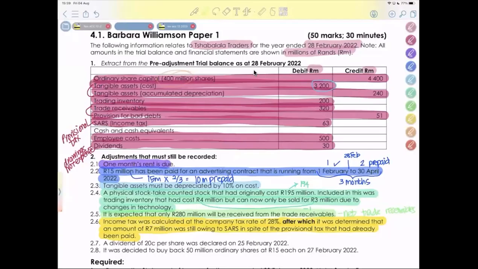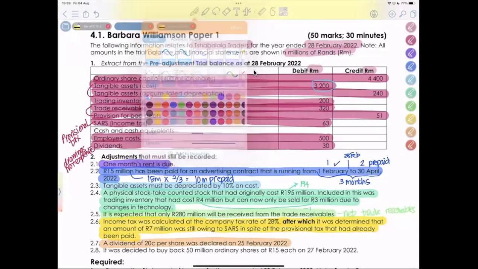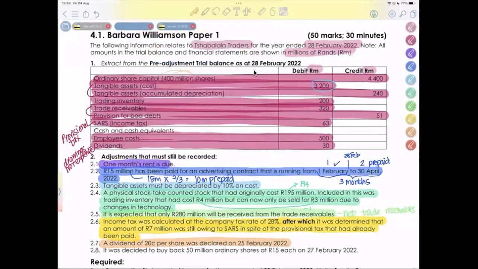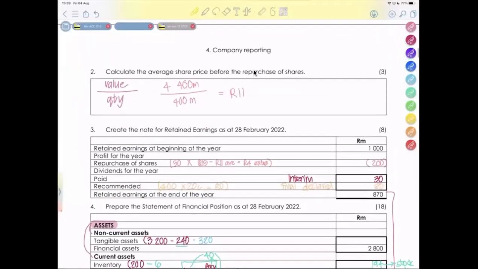A dividend of 20 cents per share was declared on the 25th of February. Since we haven't yet issued any new shares, that means that we will use the 400 million shares that have already been given to us over there, and we'll simply say 400 million shares times the 20 cents per share, and that will give us the amount of the dividend.